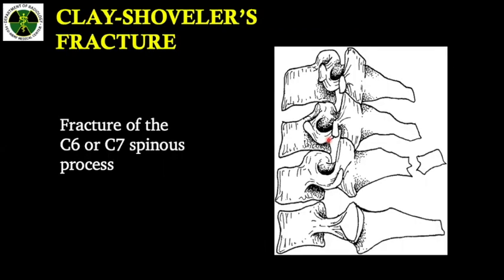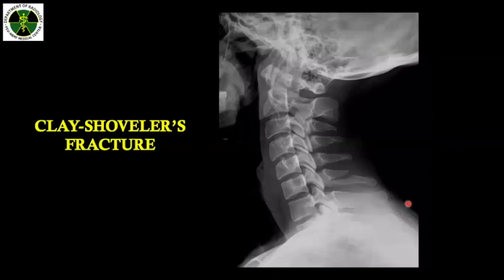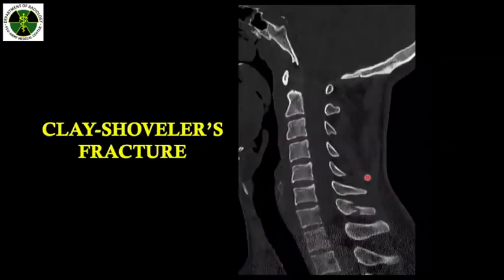Clay shoveler's fracture is a fracture of the C6 or C7 spinous process, as seen here. Okay, this is pretty obvious. There is detachment and displacement of this bony fragment. And here in CT scan, it's also very obvious. That again is clay shoveler's fracture. Here's another CT scan showing clay shoveler's fracture.